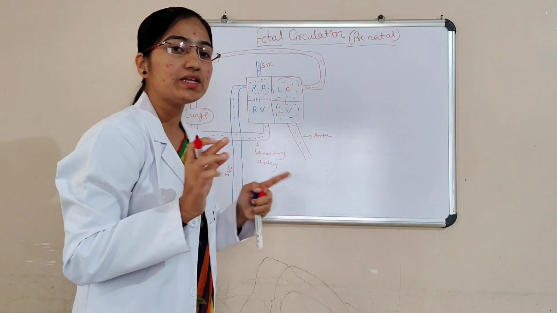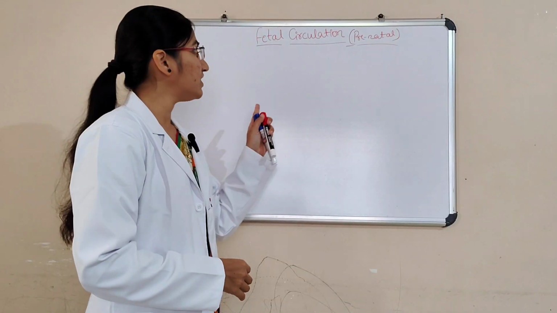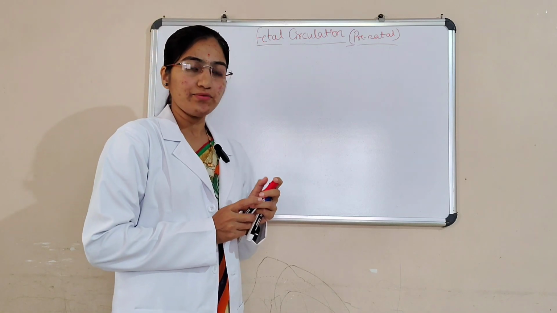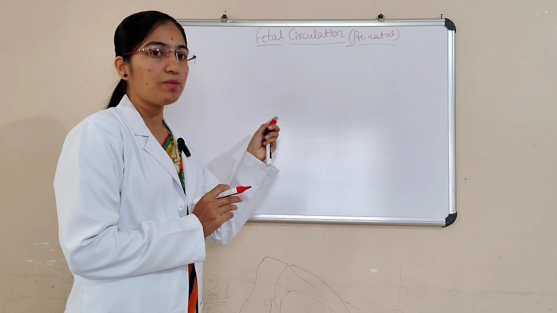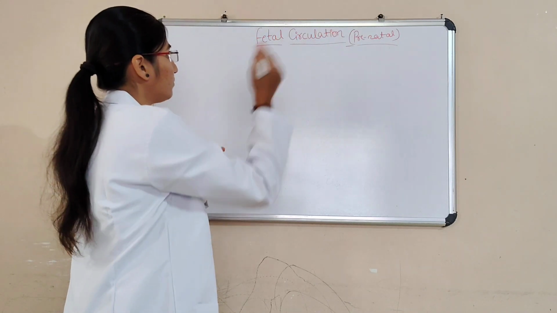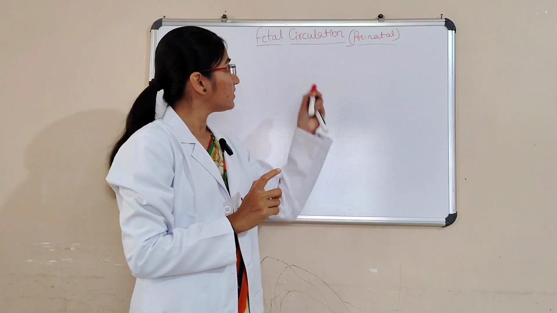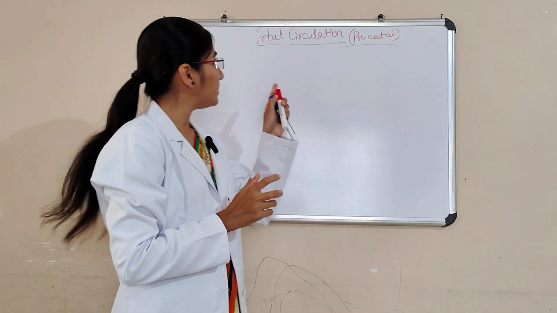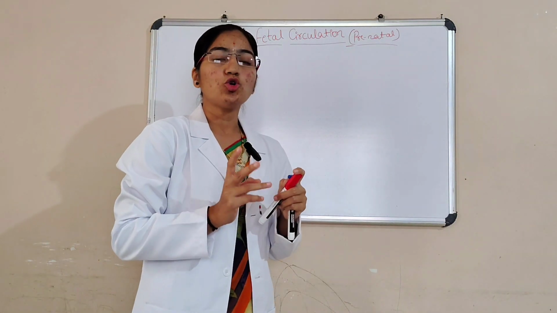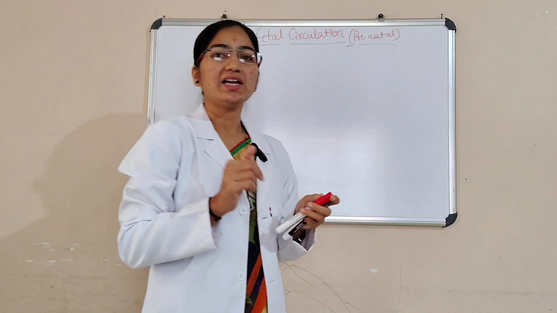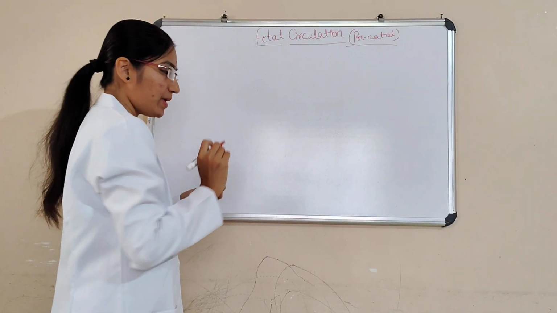Next we'll see the fetal circulation. What happens in the case of the fetus? Here fetal circulation starts from intrauterine life, and the uterine artery from the placenta is going to supply blood to the fetus. The placenta contains two parts: one is the maternal part, another one is the fetal part.